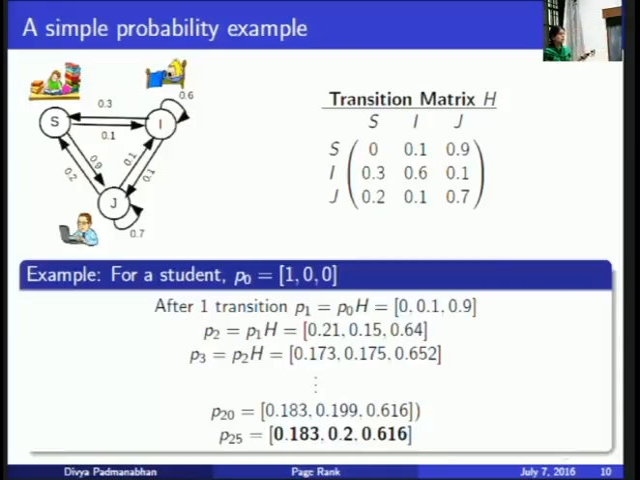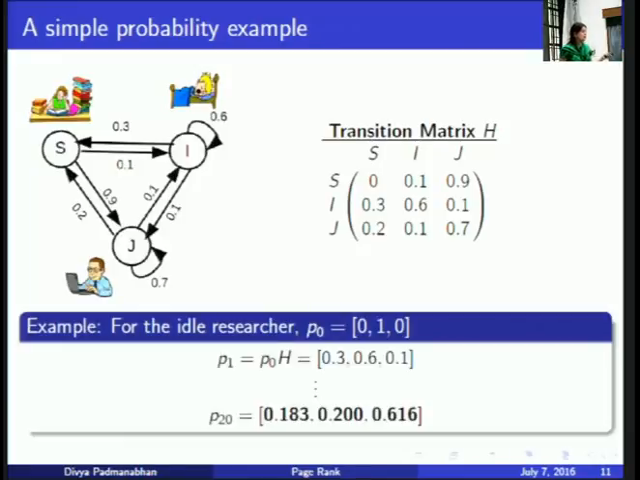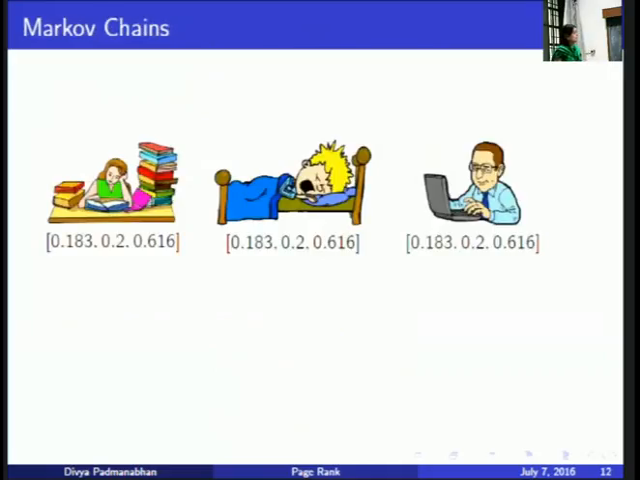That is the case if you started off with a student, 1, 0, 0. Now, what happens if you started off with an idle researcher? For somebody who is an idle researcher, the vector is 0, 1, 0. One transition takes you here, you keep doing that, and you end up with this number. The interesting thing is whether you start off as a hardworking student in CSA, as an idle researcher, or as somebody with some job, finally these numbers are the same. Are you all seeing that these numbers are exactly the same?